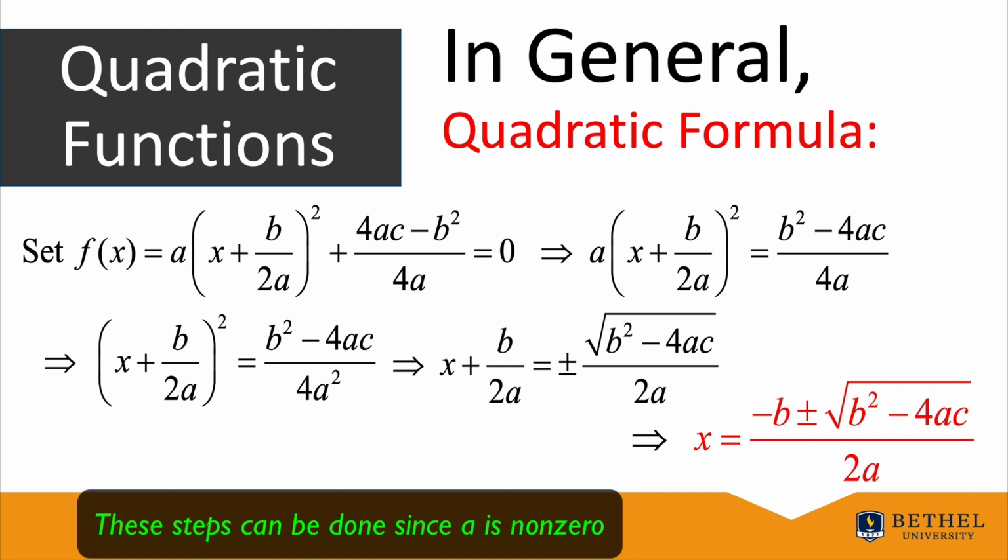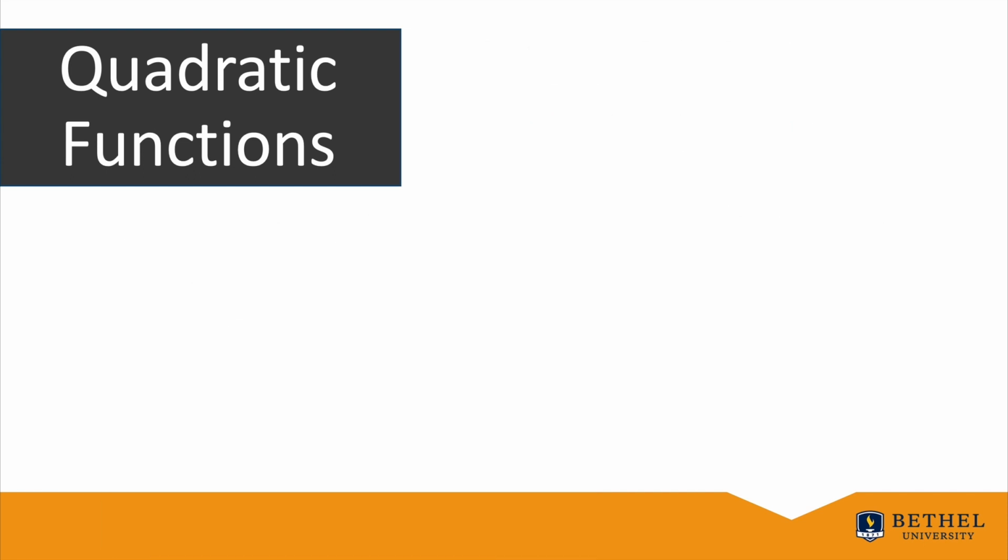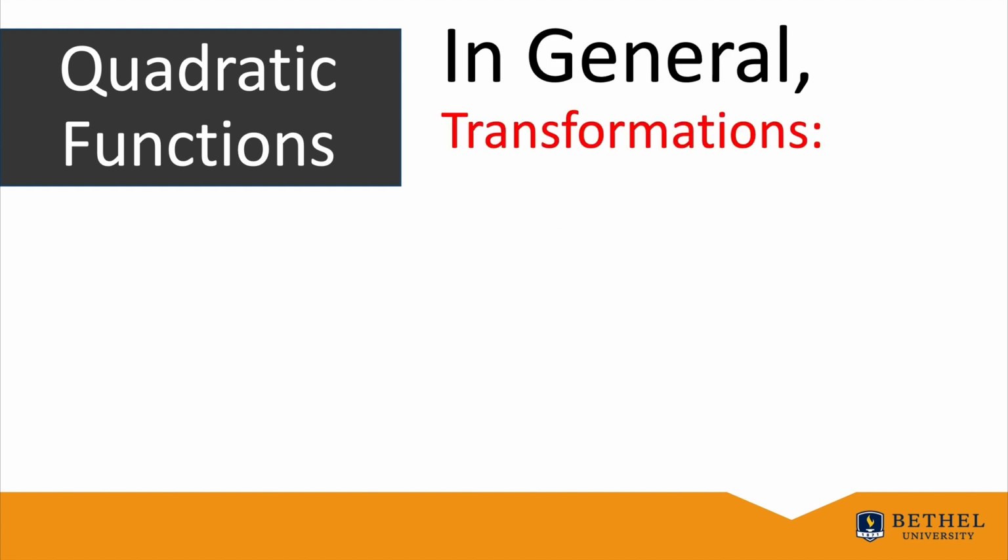Take a moment to just savor its beauty. You might wonder though, what happens if b squared minus 4ac is negative? I'll let you think about it. That's the algebraic approach. How about the general approach involving transformations?